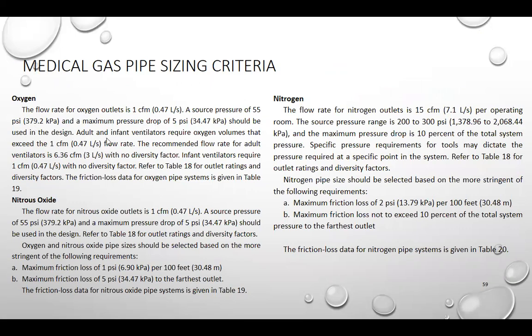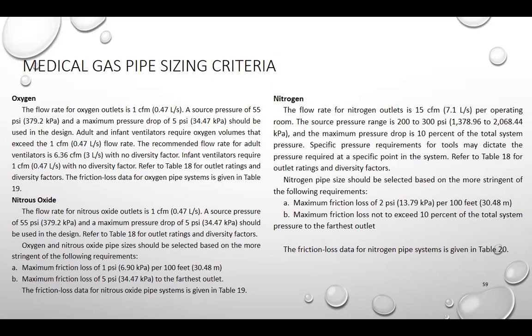The flow rate for oxygen outlet is 1 CFM, a source of 55 PSI, and a maximum pressure drop of 5 PSI should be used in the design. Adult and infant ventilator require oxygen volumes that exceed 1 CFM flow rate. The recommended flow rate for adult ventilator is 6.36 CFM with no diversity factor. Infant ventilator requires 1 CFM with no diversity factor. So refer to table 18 for outlet rating and diversity factor. So the friction loss data for oxygen pipe system is given in table 19.